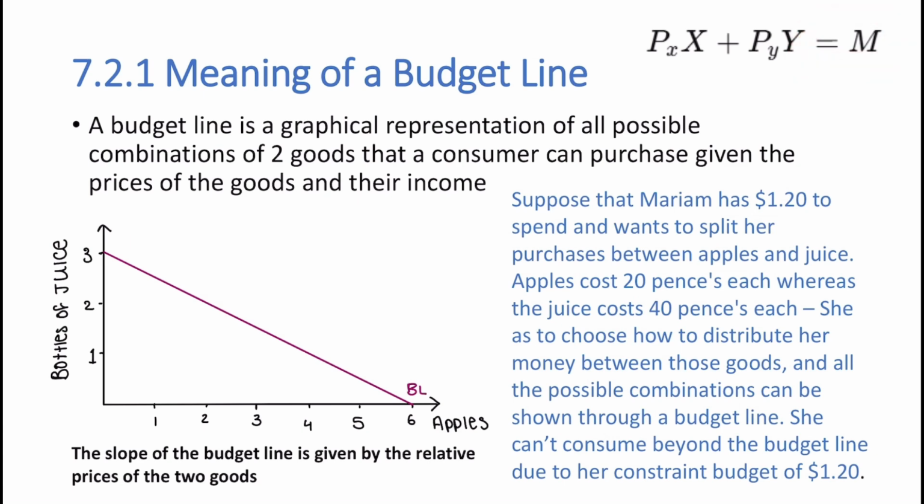Now, focusing on the table we have below, suppose that Miriam has $1.20 to spend and wants to split her purchases between apples and juice. Apples cost 20 pence each, whereas the juice costs 40 pence each. She has to choose how to distribute her money between those goods, and all the possible combinations can be shown through a budget line. She can't consume beyond the budget line due to her constrained budget of $1.20. The slope of the budget line is given by the relative prices of the two goods.